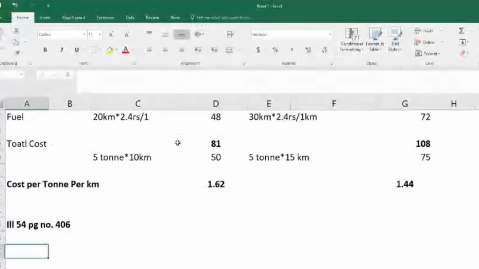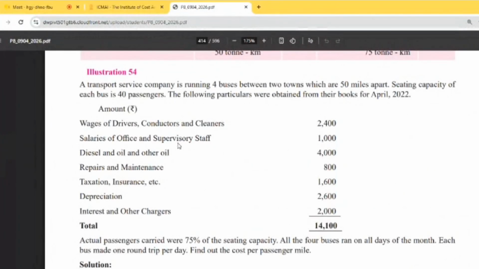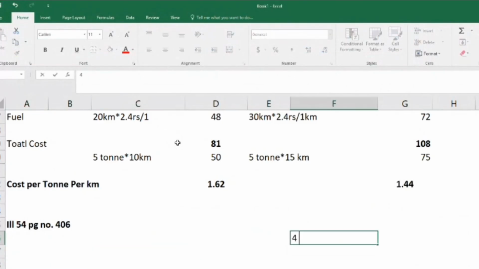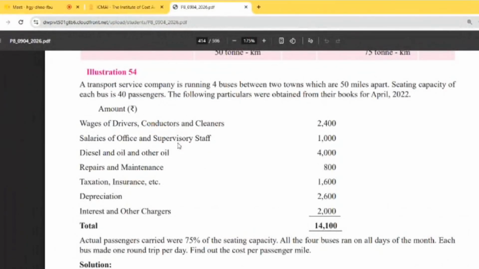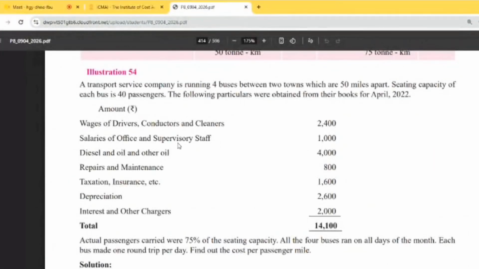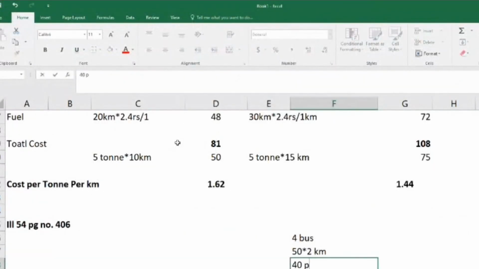Okay. So what they are telling is, there are 4 buses running 50 miles apart. So from one town to another town it is traveling 50 kilometers, and it has to come back 50 kilometers. So what is given? 4 buses. 50 miles means 50 into 2 kilometers we will take, so 100 kilometers. Seating capacity is 40 passengers.